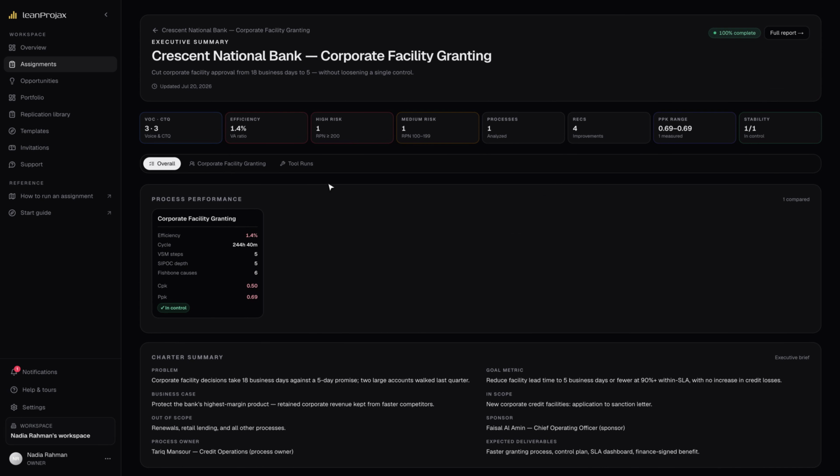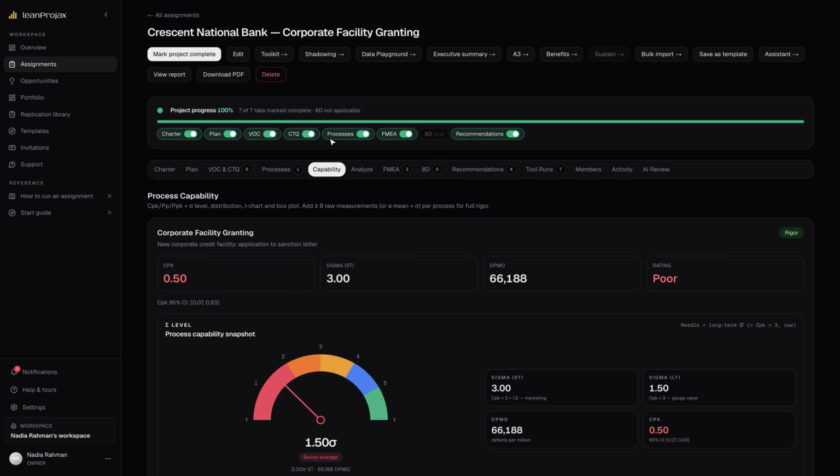Then the proof it worked. Nadia reopens the capability tab and feeds it the new lead times. The number that was hopeless in measure, a CPK deep in the negative, defects nearly everywhere, turns the corner. The process the data once called incapable of 5 days now holds inside it, the defect rate collapsing more than tenfold. Capable, on the record.